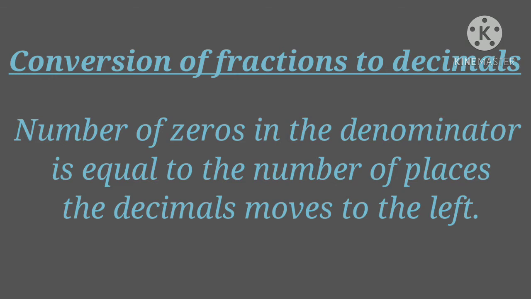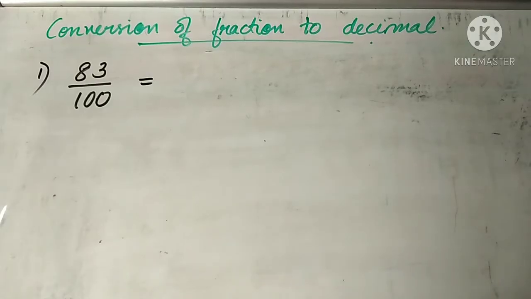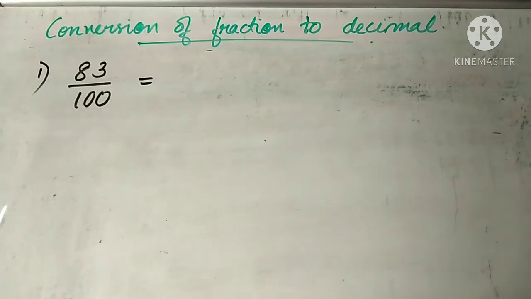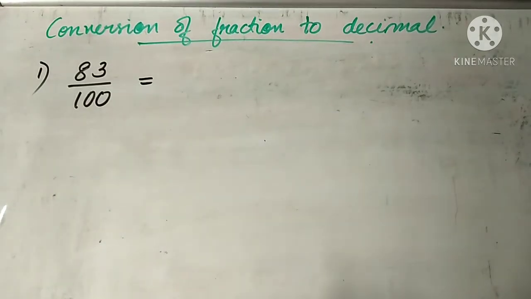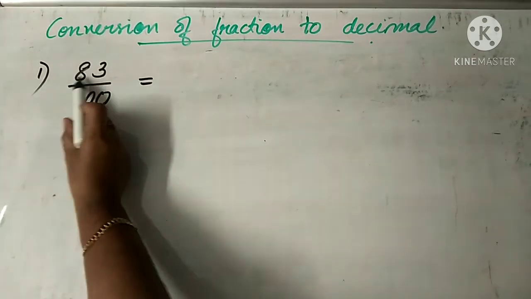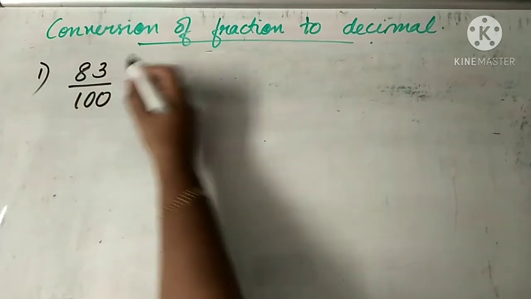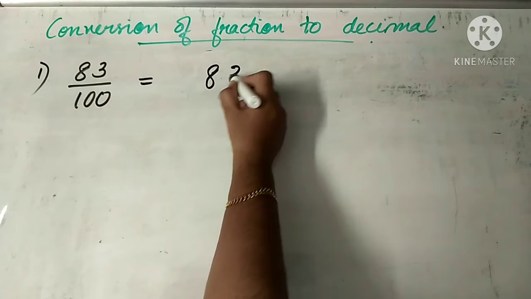Next topic, conversion of fractions to decimals. In conversion of fractions to decimals, the number of zeros in the denominator is equal to the number of places the decimal moves to the left. Example for conversion of fraction to decimal. First question is 83 by 100. Here the fraction is given. We have to represent it as a decimal number. So what you have to do is write the numerator first. 83 is the numerator, so you write 83.